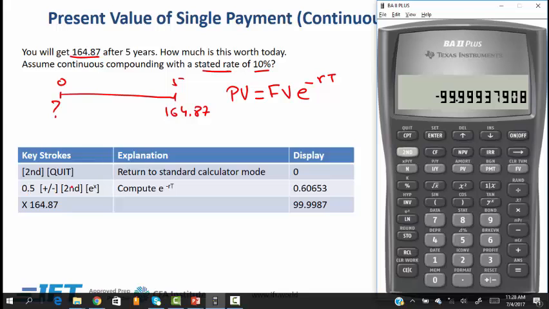Now let's plug this into the calculator. The first thing is to clear the numbers and come into standard calculator mode. Then we plug in the numbers. So 0.5, and since this is negative, we hit the plus minus, and then second, and then e to the power of that, which gives us this number, and then we multiply by the future value, which is this. So multiply by 164.87, and this gives us essentially 100. So that is the answer.